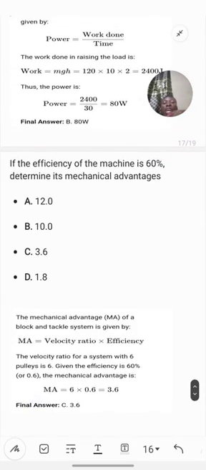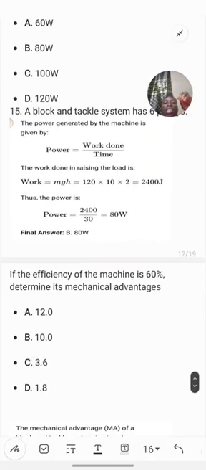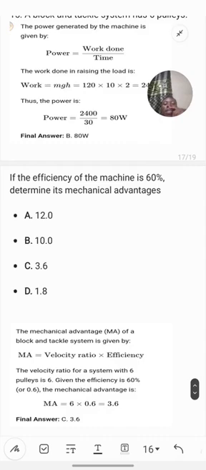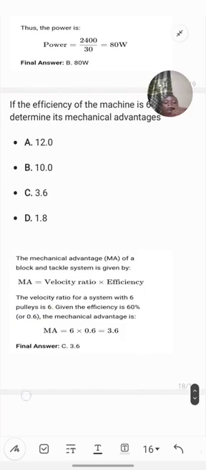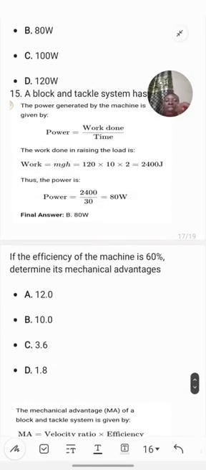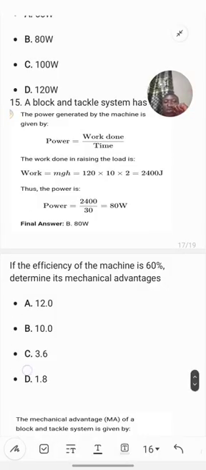So now if you look at velocity ratio, the velocity ratio is 6. Okay, velocity ratio for a system with 6 pulleys is 6. Then the efficiency is 60%, which is the same thing as 0.6, 60 divided by 100. So that will be 6 multiplied by 0.6, and that will be 3.6. So that is option C. 3.6, option C.